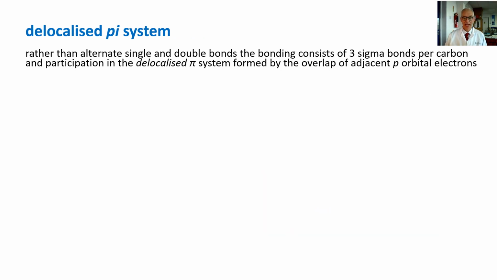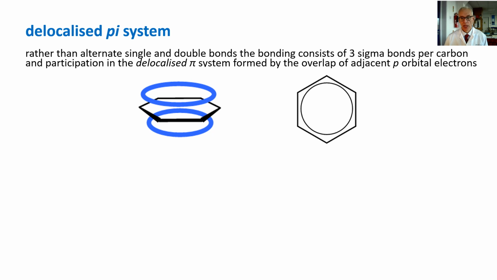So rather than, as in the Kekule model, alternate single and double bonds, the bonding consists of 3 sigma bonds per carbon, and the fourth electron participates in a delocalized pi system formed by the overlap of adjacent p orbitals. That can be represented as I've done here, but more generally and more usefully, that idea is represented by a hexagon with a circle within it, representing a delocalized ring.